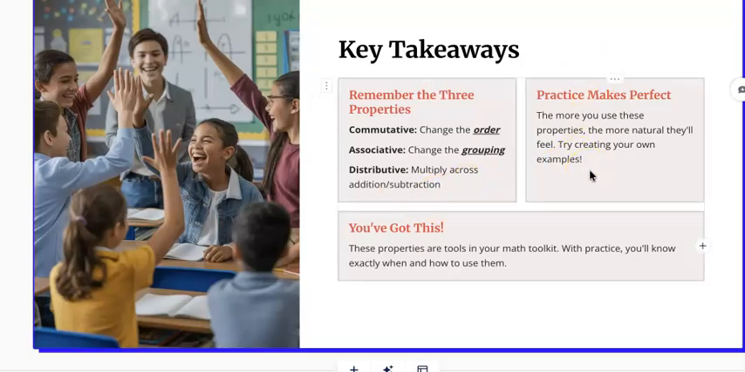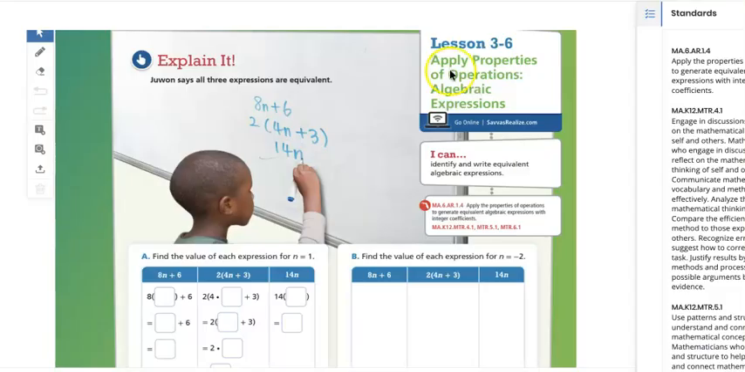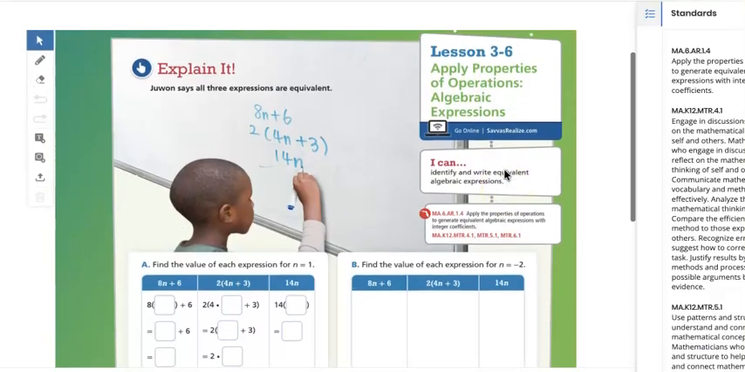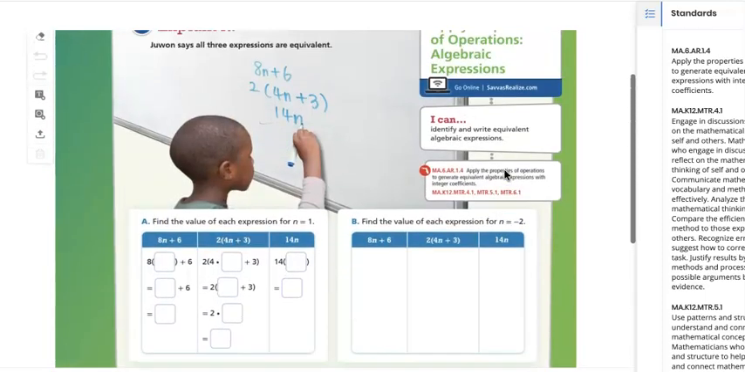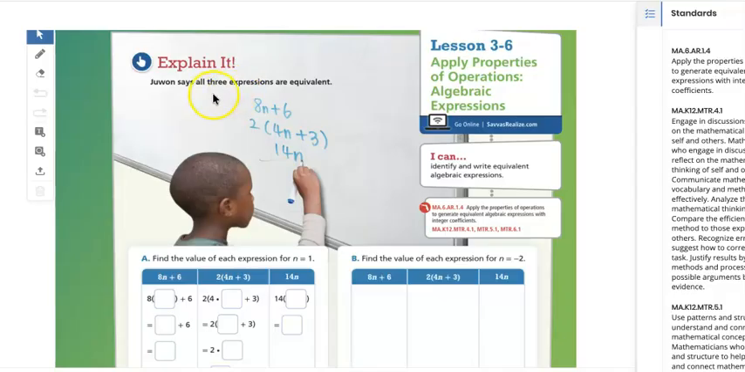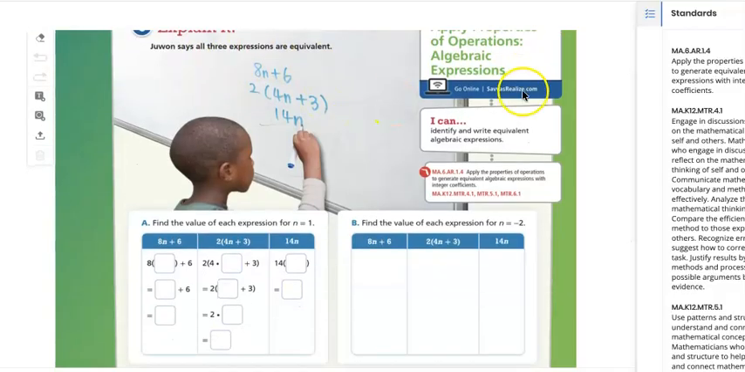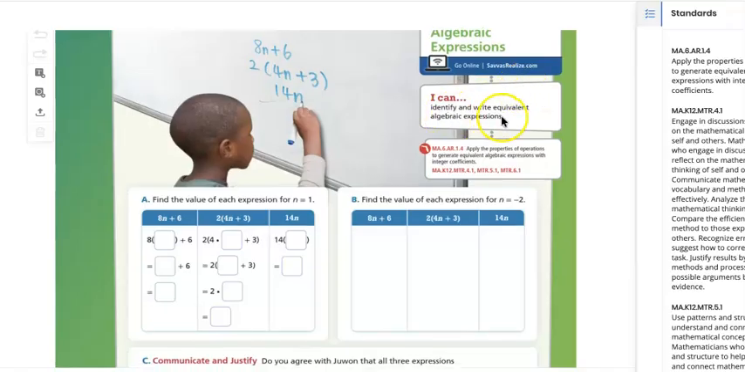Practice makes perfect. Let's hop to your workbook. You should have those pages torn out. Let's take a look at the first example. This is page 187. So it says, Jovan says all 3 expressions are equivalent. So let's find out. Identify and write algebraic expressions. Find the value of each represented expression for n equals 1. So wherever n would be, you're going to plug in 1.